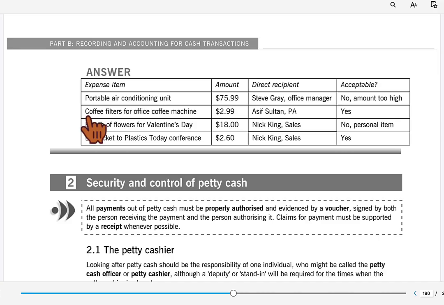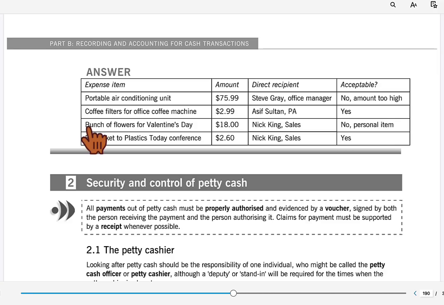Item 2, coffee filters for office coffee machine. Amount is $2.99. Paid to Asif Sultan, PA. Answer is acceptable. Why is it acceptable? First reason, the amount is very small. $2.99 is exactly the kind of size petty cash is used for. Second reason, it is a business item. The coffee machine is in the office. Coffee filters are a normal office supply. Third reason, it is normal for an employee to buy small office items and then get reimbursed from petty cash. So the answer says yes.